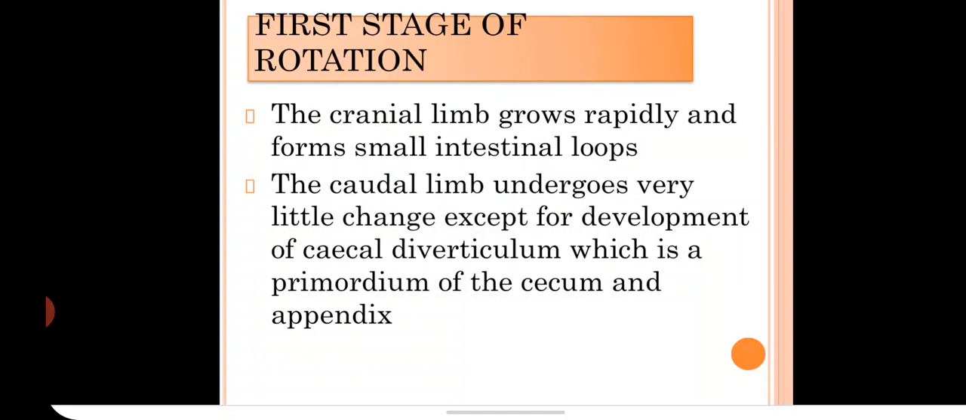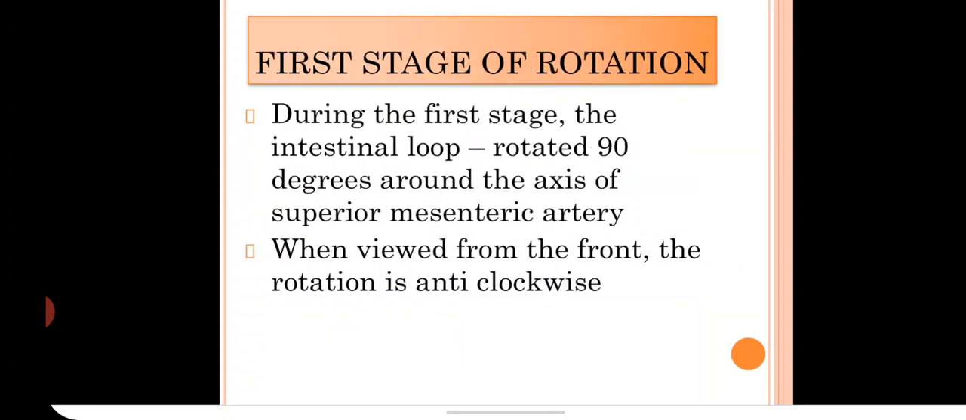The cranial limb grows rapidly, and will mainly form the small intestinal loops. The caudal limb is not undergoing much development in this physiological umbilical hernia stage, except for the development of the cecal diverticulum. So during the first stage, the midgut rotation has happened by around 90 degrees around the axis of the superior mesenteric artery. When you view it from the front, the rotation is anti-clockwise.